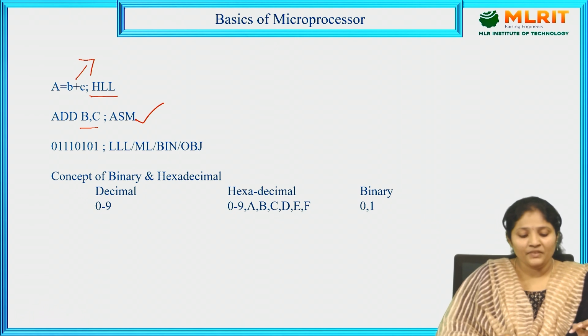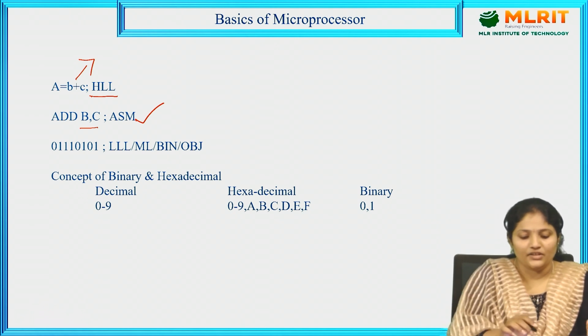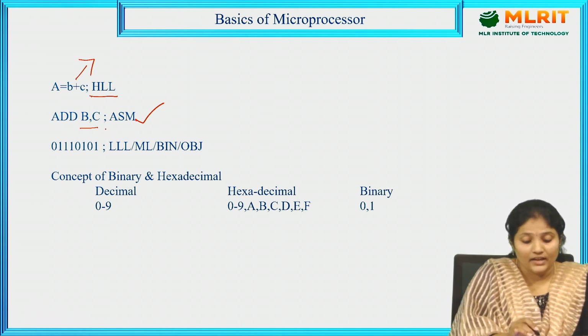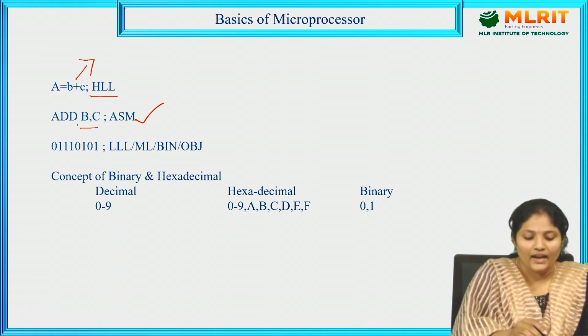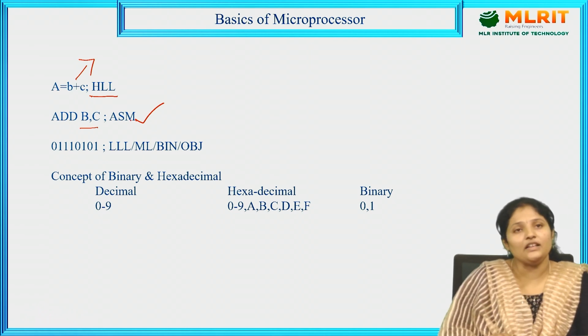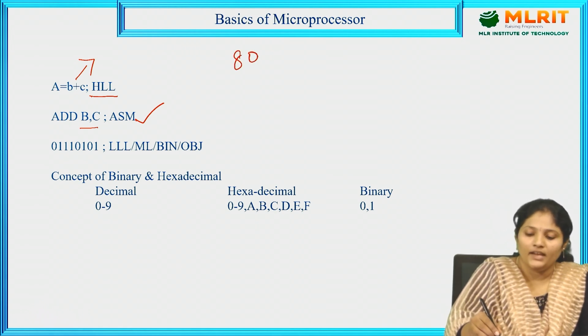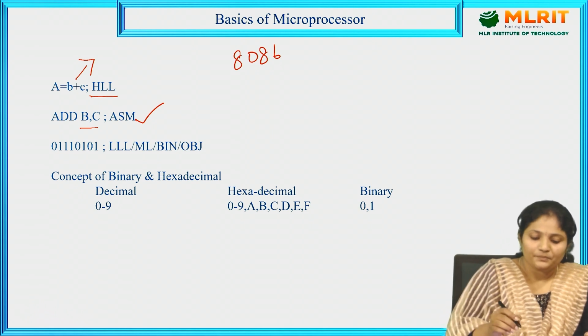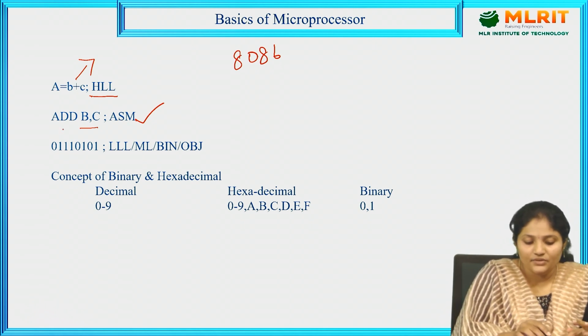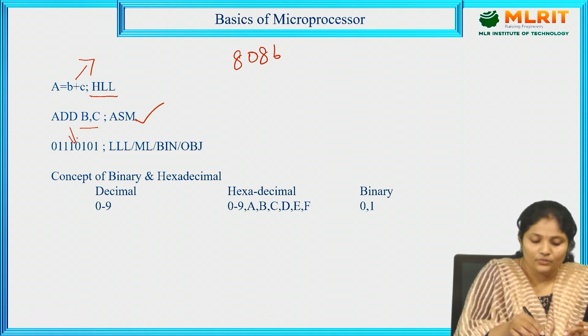Okay. Here we are adding two data items which are present in the registers. So ADD B comma C. This instruction comes under assembly language programming, which we use in 8086. Okay? Assembly language programming. So these assembly language instructions should be converted into binary.